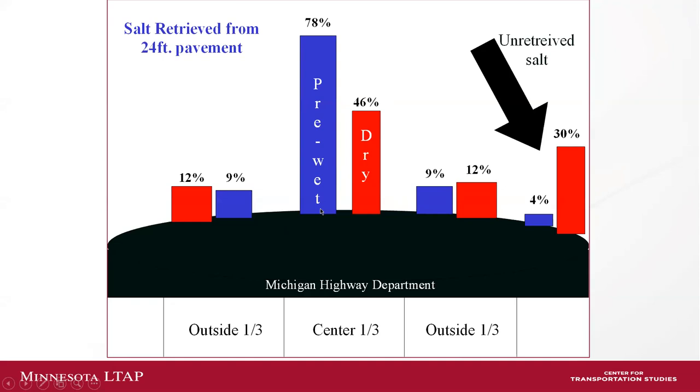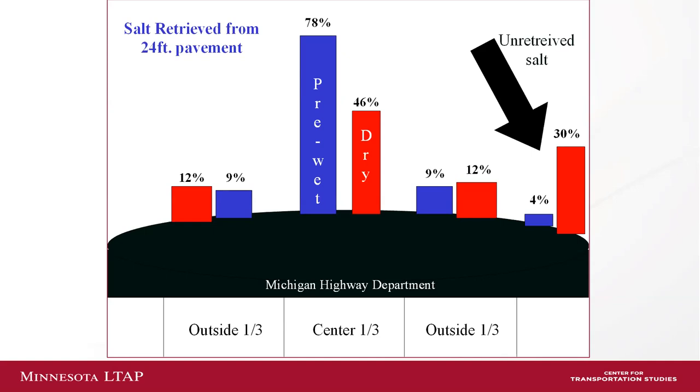Some of that material is going to move out to the outer wheel paths. And you can see with the pre-wet, we have 9% that's moved out to the outer wheel paths, and with the dry material, we have 12% that's moved out. But the really important piece to take home here is how much actually blew off the roadway. Only about 4% was unretrieved or blew off onto the shoulder of the roadway, whereas 30% of the dry salt is, poof, just gone. So that's important to think about. If you're applying dry material and you're not going real slow, that material is going to blow off. One third of your truckload could be going into the ditch or off onto the shoulder. So that's a lot of wasted salt.